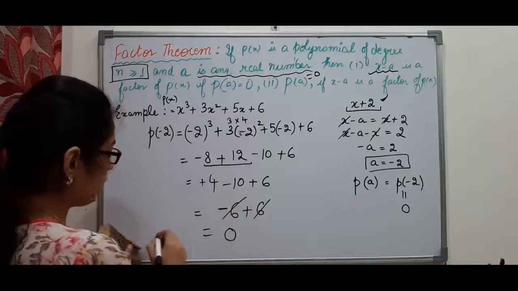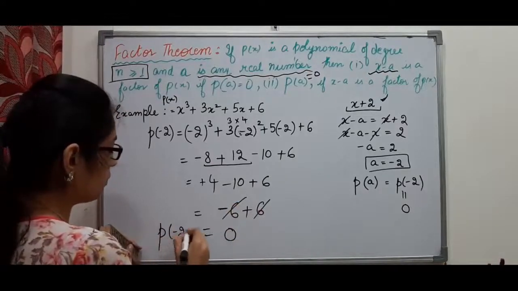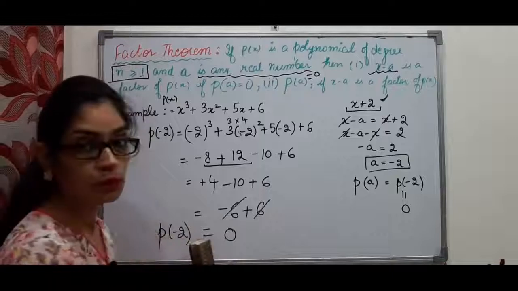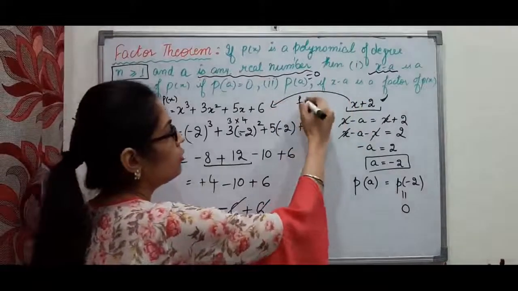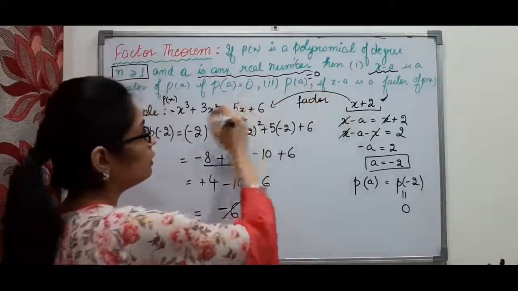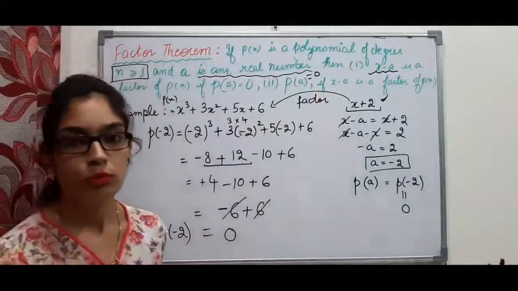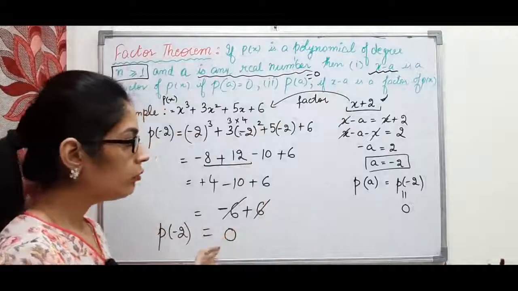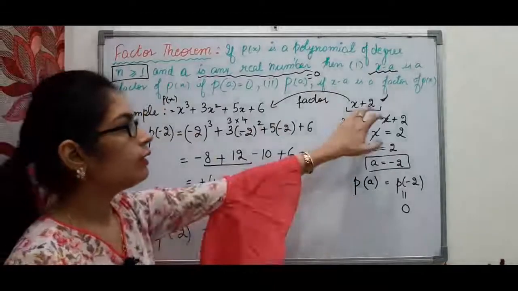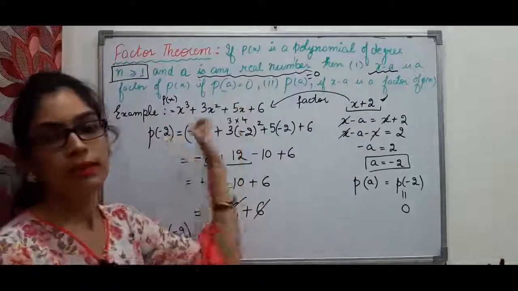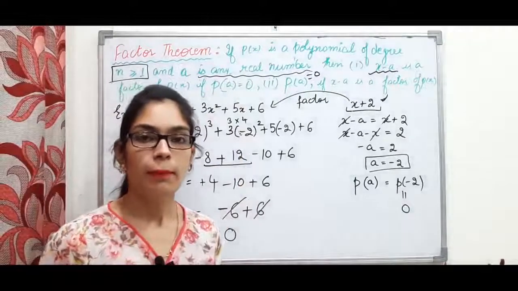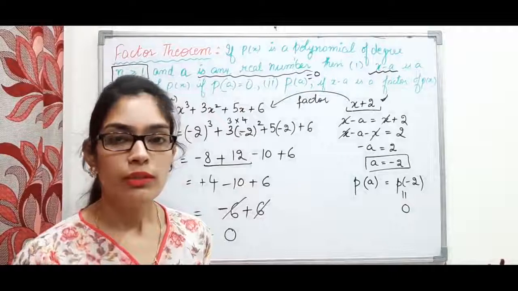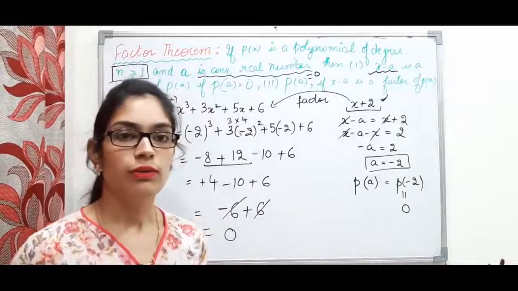So here we got p of a, which is p of minus 2, is equal to 0, which is telling me that x plus 2 is a factor of this polynomial. So this is what you have to check in factor theorem. If p(a) is 0, then this will be a factor of the given polynomial. So this concept we will understand in a better way while we do questions of the exercise. So let's start with the questions.